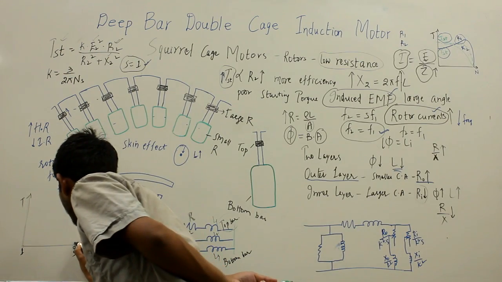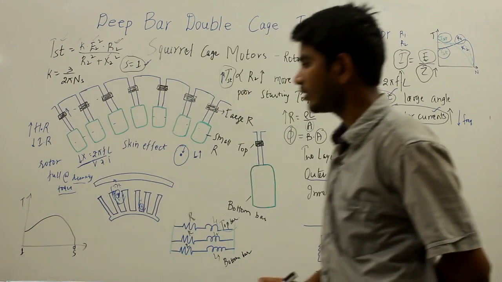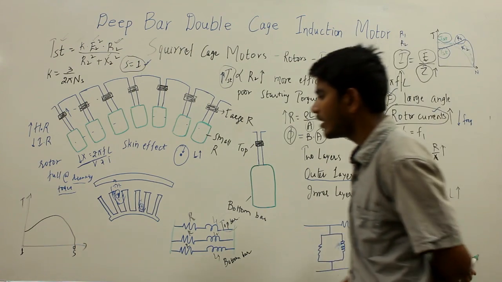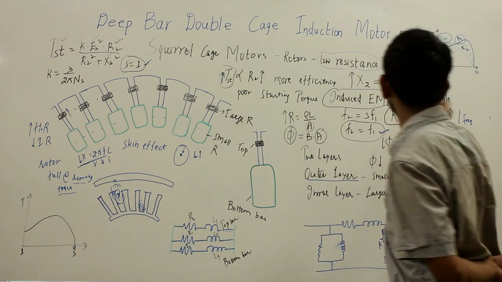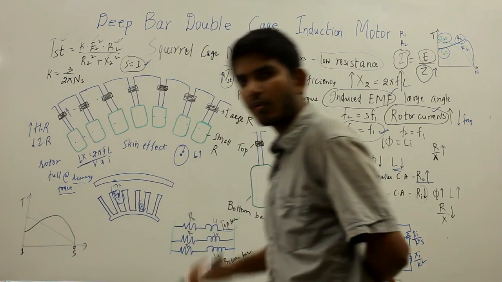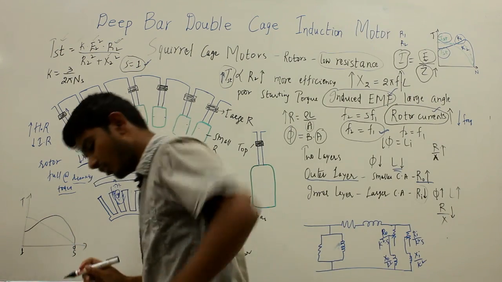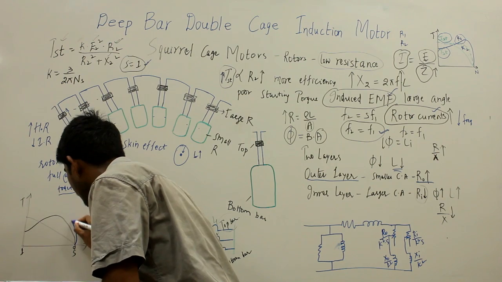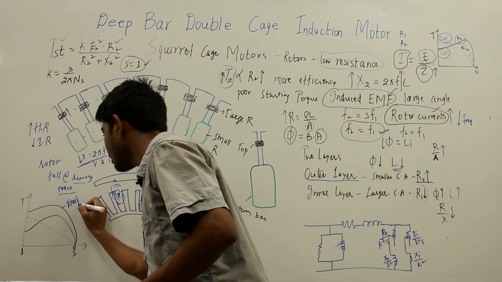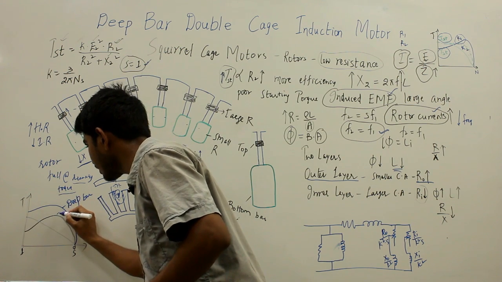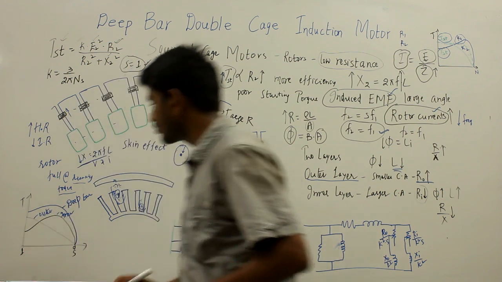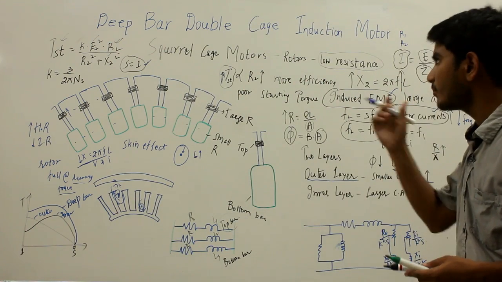This is how the torque slip characteristics appear for the inner bar. And for the outer bar, I am having a more resistance. That means this is how it looks. So this will be my outer bar. Now for the deep bar double cage induction motor, the torque slip characteristics will be like this. So this is for the deep bar, and this is for the inner, and this is for the outer bar. So this is how the torque slip characteristics appear for your deep bar double cage induction motor.